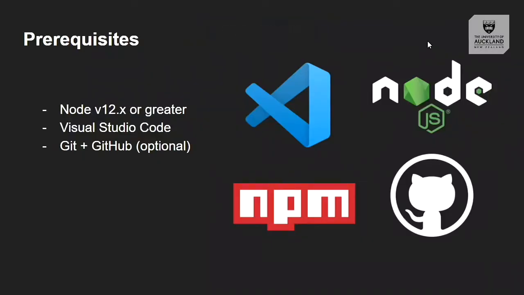So we have assumed that you guys have done the prerequisites. That's installing Node.js as well as Visual Studio Code, and also optionally Git and GitHub. And that will be used to either retrieve the changes that we made throughout the workshop, or if you want to upload your code later, then you can do that.